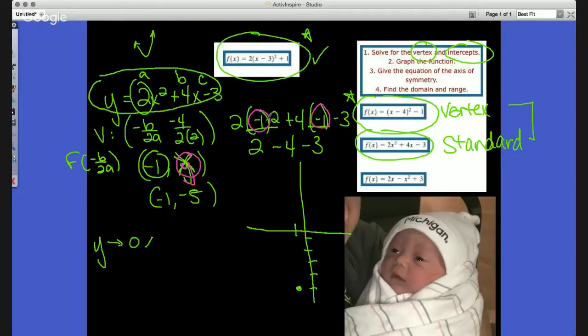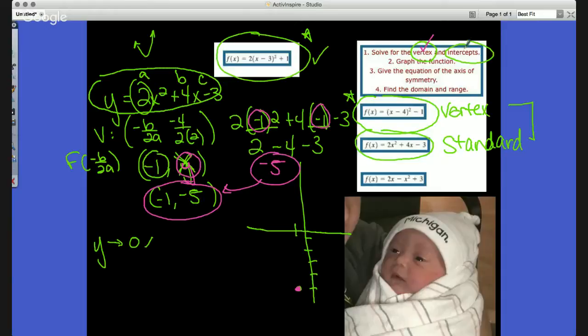So I just do PEMDAS. Negative 1 squared is 1, times 2 is 2. 2 minus 4 minus 3, so 2 minus 4 is negative 2. Negative 2 minus 3 is negative 5, okay? So that's how negative 5 got put in for the y of my vertex. So that's how I got negative 1, negative 5 down below, okay? All right, perfect. Now, I've got my vertex.